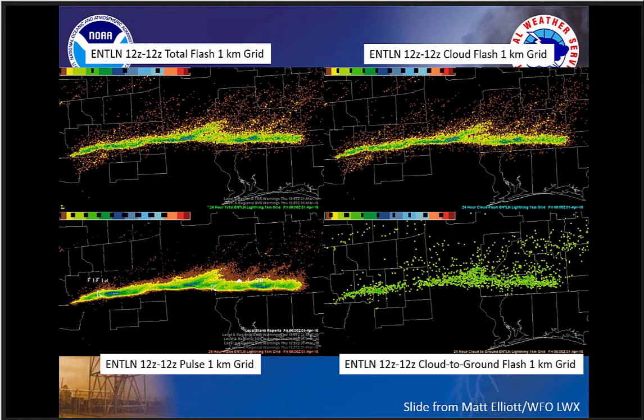Here's another example from along the Gulf Coast showing, again, 12 hours of lightning data in both the total cloud flash, the cloud-to-ground flash, and the pulses. And you can see the pulses provide a little bit more of a continuous depiction, and Matt has annotated on there where flash floods and large hail occurred during that storm sequence.